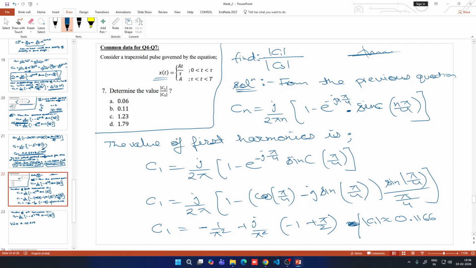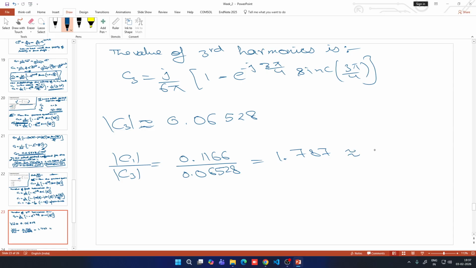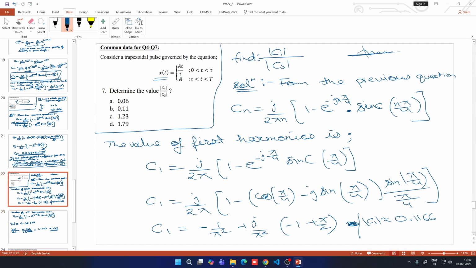If you compare the amplitude of the first harmonic and the third harmonic, there is a huge difference, right? So we have to take the ratio C1 by C3, which is 0.1166 divided by 0.06528. When we take this ratio we get 1.787, which is approximately 1.79. It's almost 2 times. C1 is 1.8 times of C3. So if we check the options, the correct option is 1.79, which is option D.